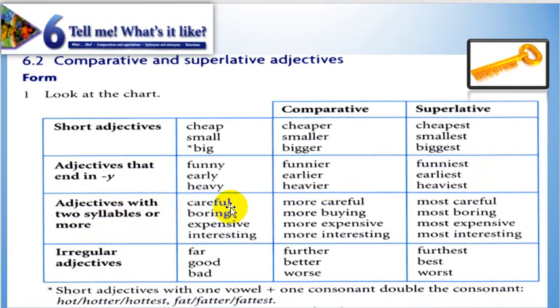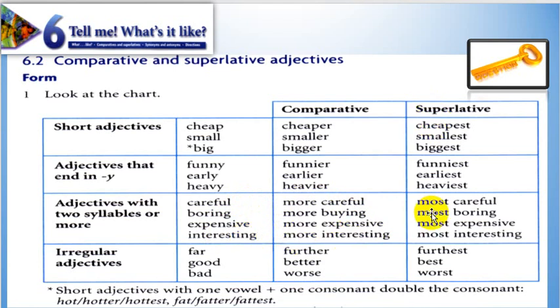careful, 2 syllables, careful, careful, boring, expensive, 3, interesting, okay? We form comparative by adding the word more before the adjective. We don't change the word, we add more. Careful, more careful. Boring, more boring. Sorry, this is wrong, not buying, boring. Expensive, more expensive. Interesting, more interesting.